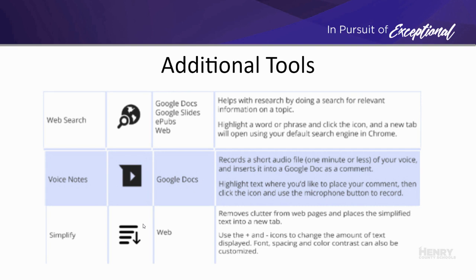The Simplify tool is one that allows a student to simplify what they are seeing on their Chromebook screen. If it's a website, then it may take out all the pictures that are showing on the screen, and you can just simplify how much text is being displayed to be read. We can't control what it's taking out, but it does simplify it. So for students who may be overwhelmed with how much text has to be read, or you just want to get to the meat of the document, you can simplify using this tool. It removes clutter from web pages and places the simplified text into a new tab.